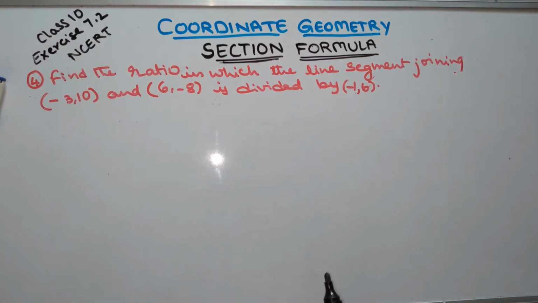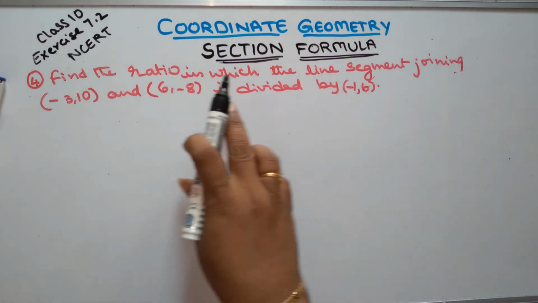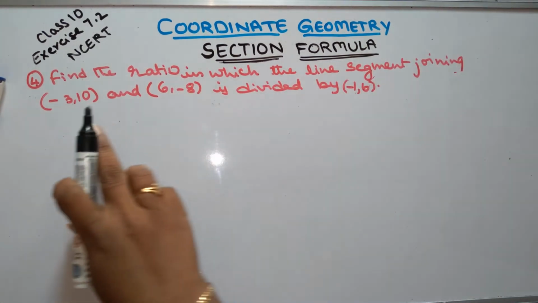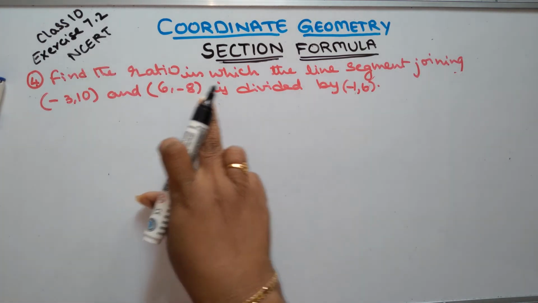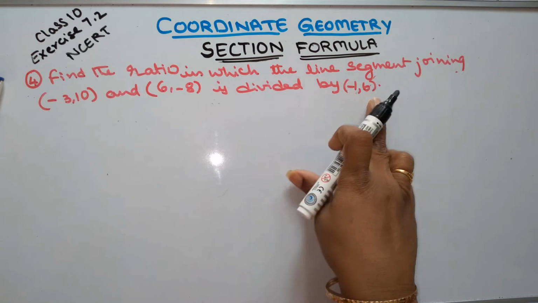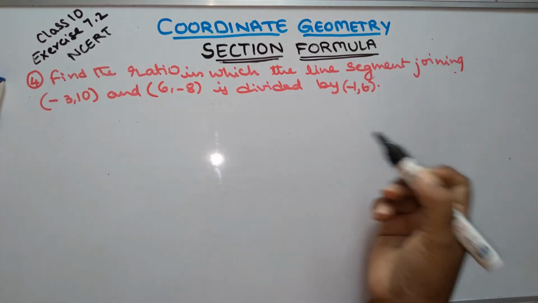In this video, we are going to discuss the problems based on section formula from class 10 NCERT textbook, exercise number 7.2, and this is the fourth problem. Find the ratio in which the line segment joining -3, 10 and 6, -8 is divided by -1, 6.